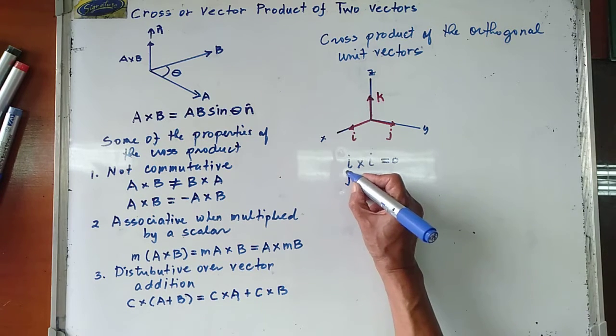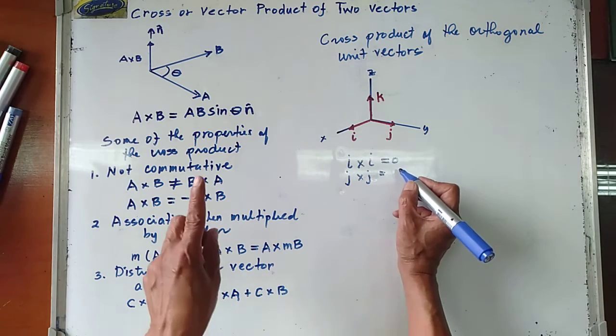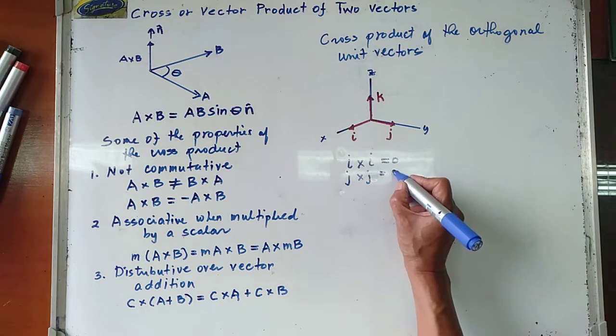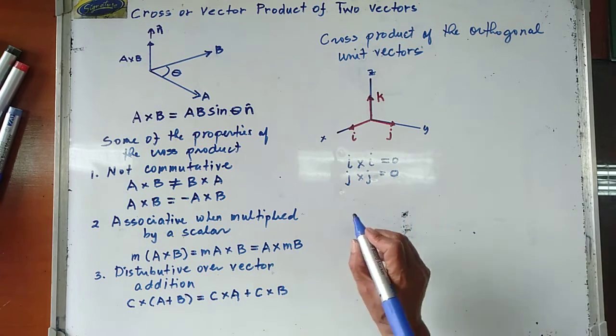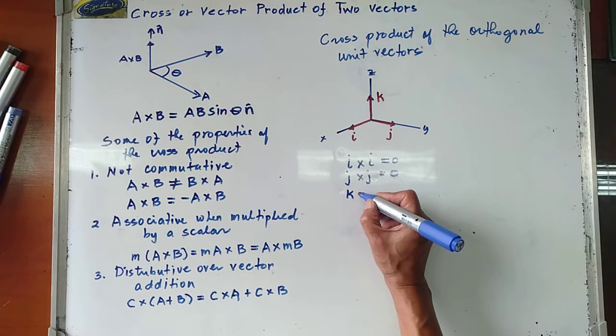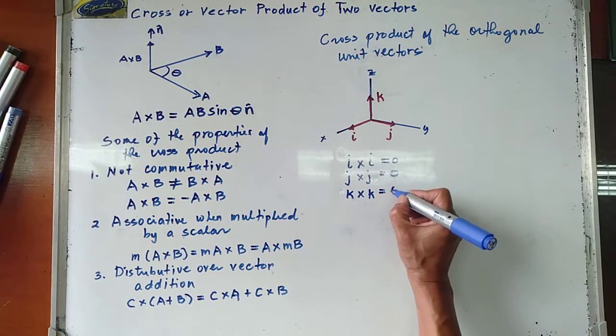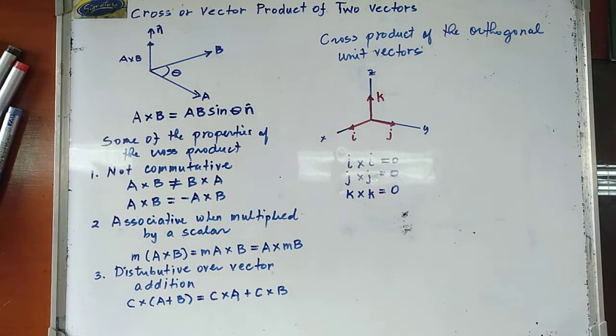You also have J cross J. The included angle is zero, and sine of zero is equal to zero. And also the other orthogonal unit vector, K cross K, is again equal to zero because the sine of the included angle, which is zero, is equal to zero.